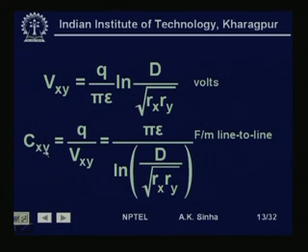Capacitance Cxy, that is capacitance between the two conductors x and y, is equal to q by voltage between the two conductors. So, this will be equal to pi epsilon divided by ln d by square root Rx Ry. That is, what we have done is divided q by this term and then we get Cxy is pi epsilon divided by ln d by square root of Rx Ry.